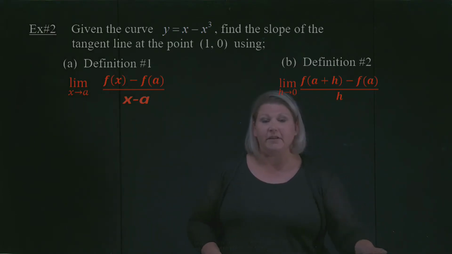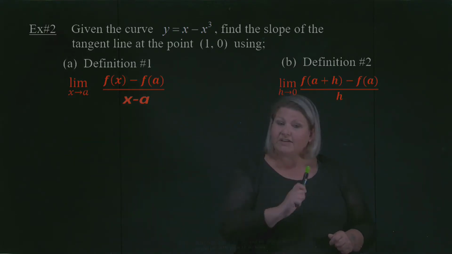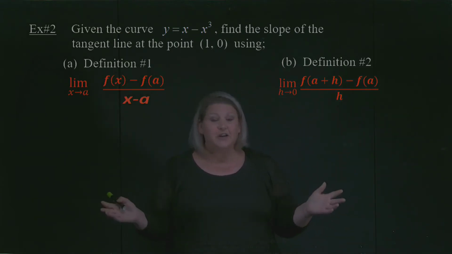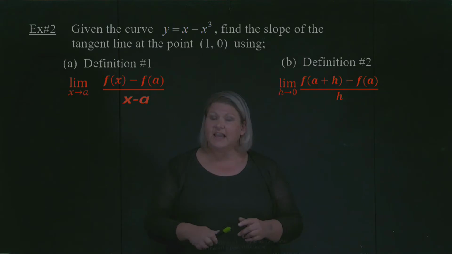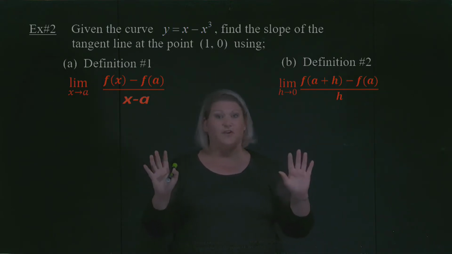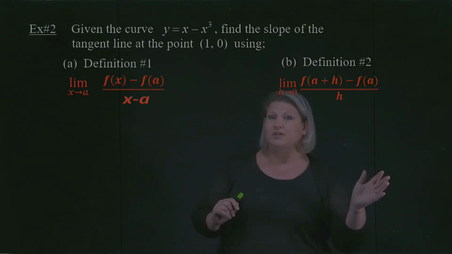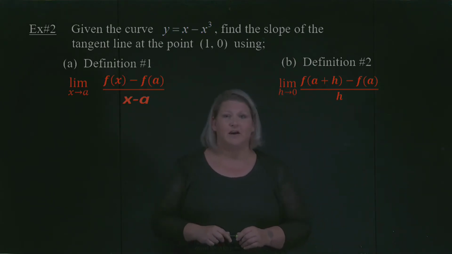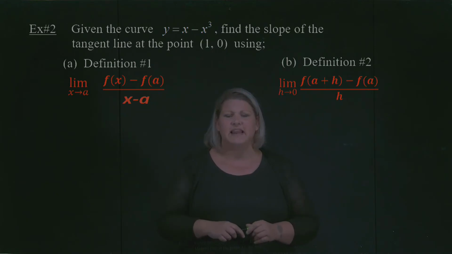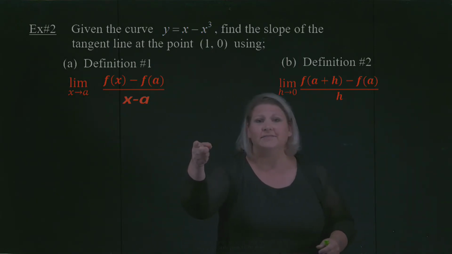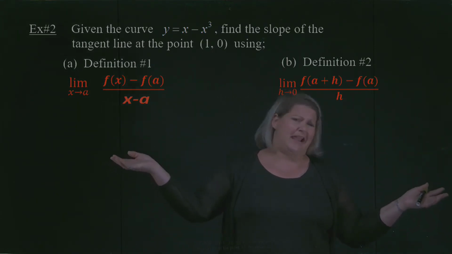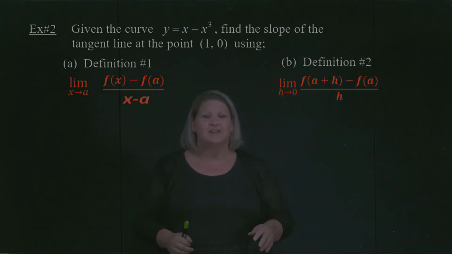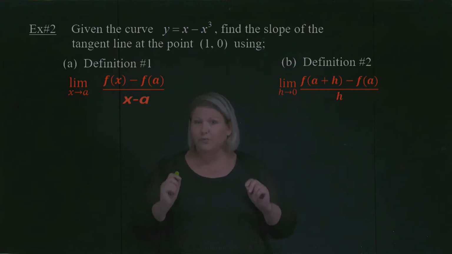Now we have a couple of examples. I want to show how we can do this using both definitions. I'd like you to know for this class, you do not have to have both definitions memorized as far as which one's number 1 and which one's number 2. You do have to have the formulas memorized though. So if I say find the slope of the tangent using definition 1, you don't have to worry about me actually doing that. I'm not going to. I'm just going to ask you to find the slope of the tangent, and you just need to know that there are 2 ways to do it.